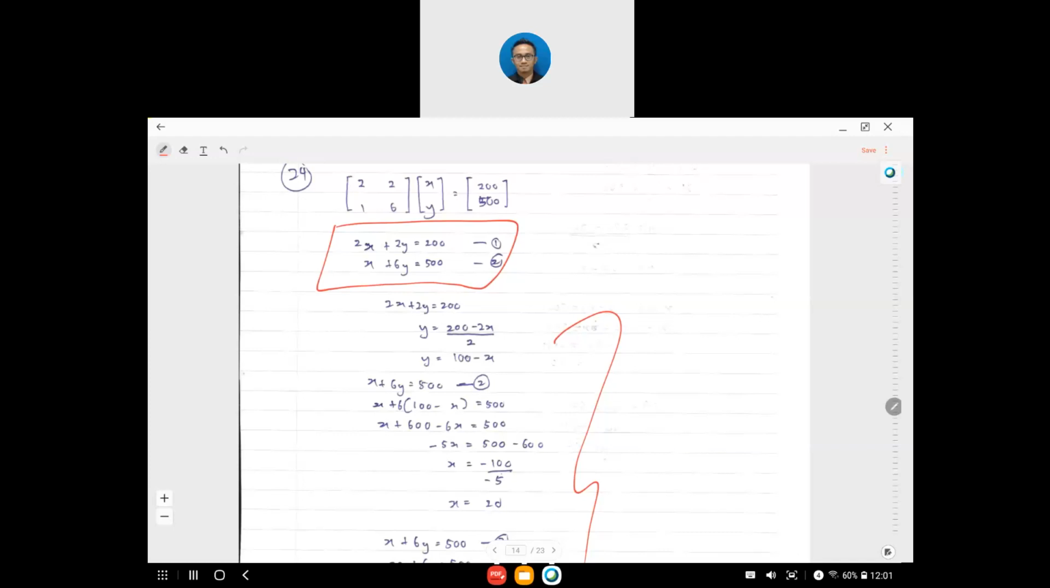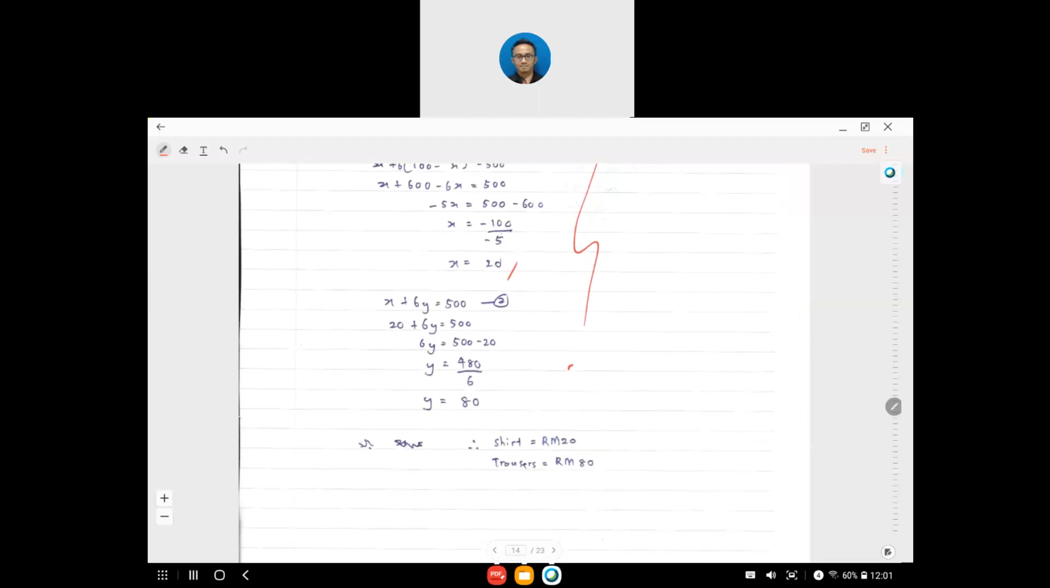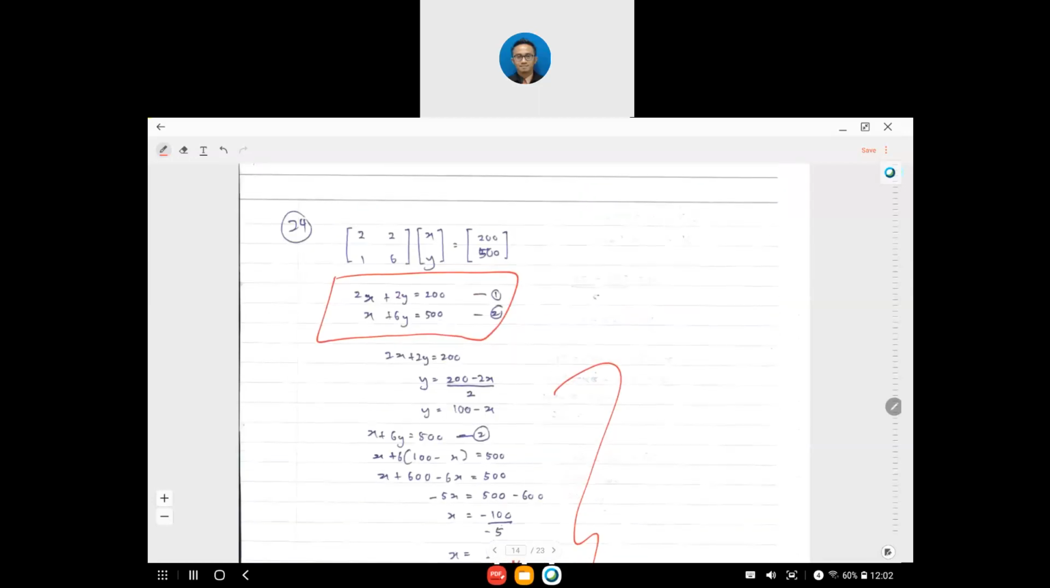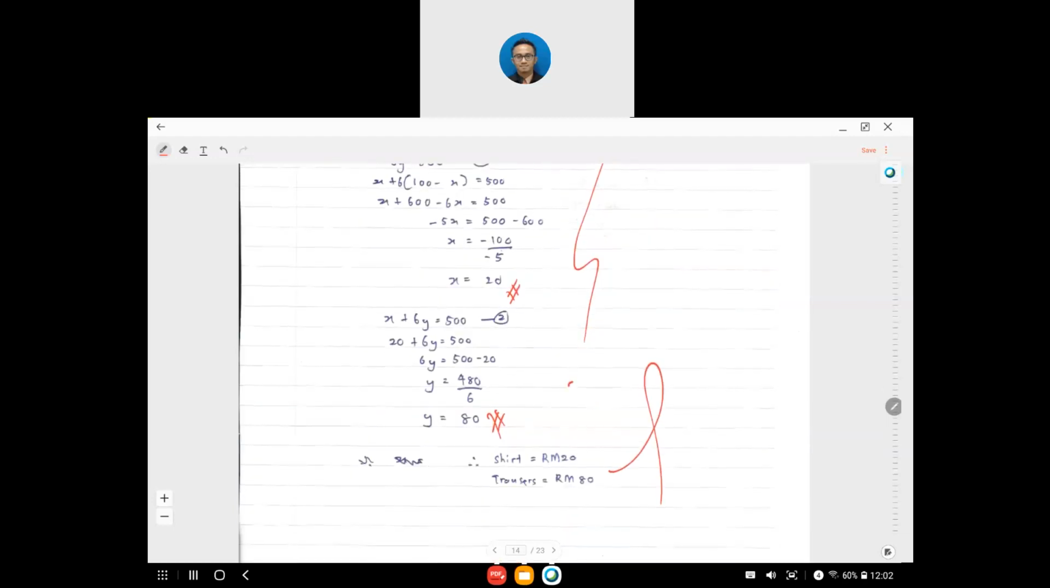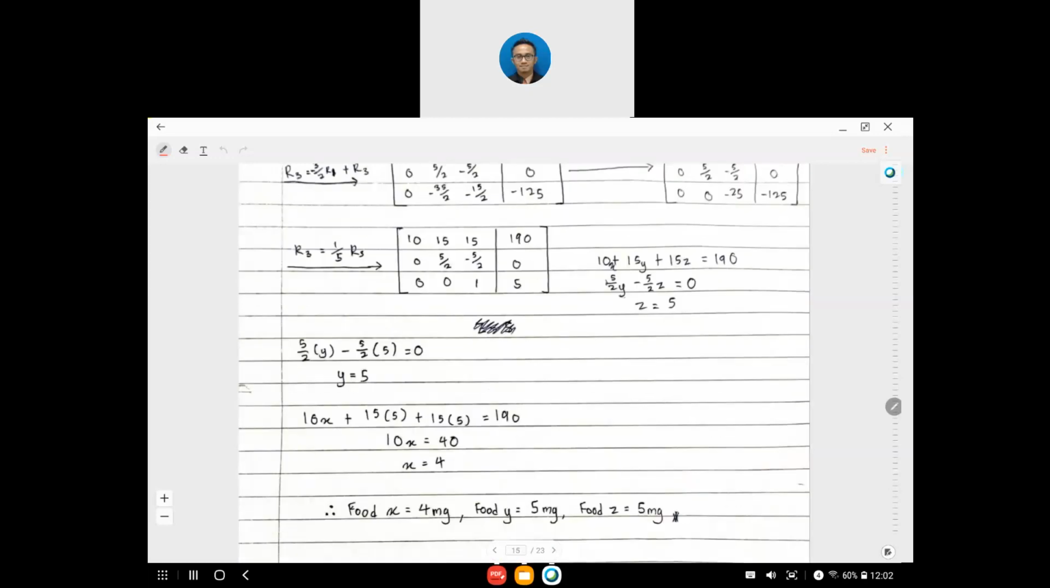So, awak kena solve guna matrix. Even though your value is correct, whereby x equal to 20 and y equal to 80. Memang betul, tapi salah. Okay, tak ada markah pun. Markah awak hanya dapat yang ni je, satu markah. Okay, make sure write it correctly lah. Okay, your final answer is x equal to 20, y equal to 80. Make sure check balik. Okay, next.